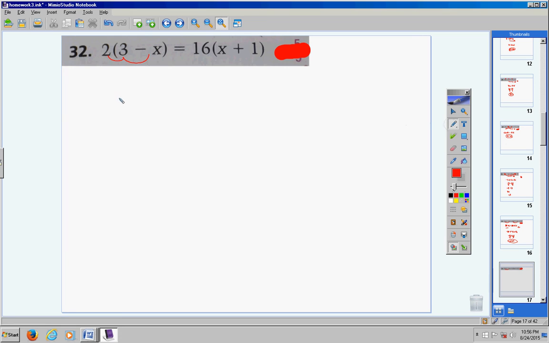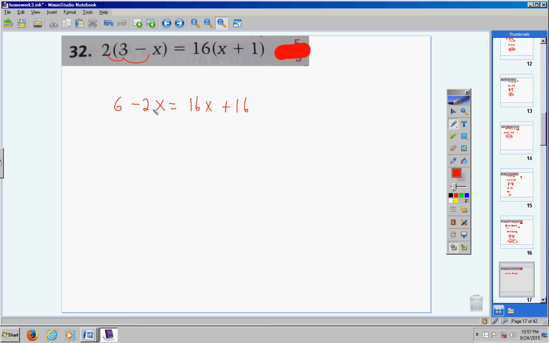2 times 3 is 6. Now watch your signs. Positive 2 times a negative x is negative 2x. 16 times x is 16x. 16 times 1 is positive 16. Now, eliminate fractions or decimals. I don't see any. Simplify both sides. Again, there's nothing I can do. Unlike terms, unlike terms.